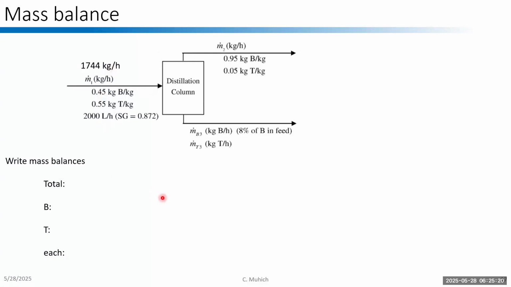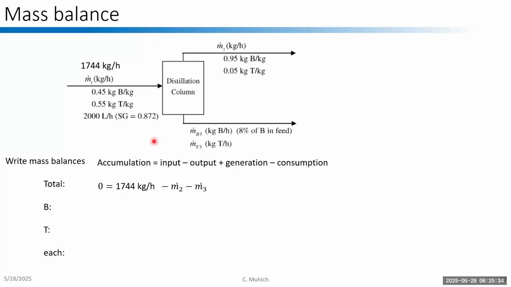All right, now I'm ready to write my mass balances. Remember, accumulation equals input minus output plus generation and consumption. My accumulation is 0. My input into this distillation column, where I'm going to do my mass balance, is 1,744 kilograms per hour. I have mass 2 flowing out. I have mass 3 flowing out. So if I look at this, I don't have enough information. I have to do additional mass balances.